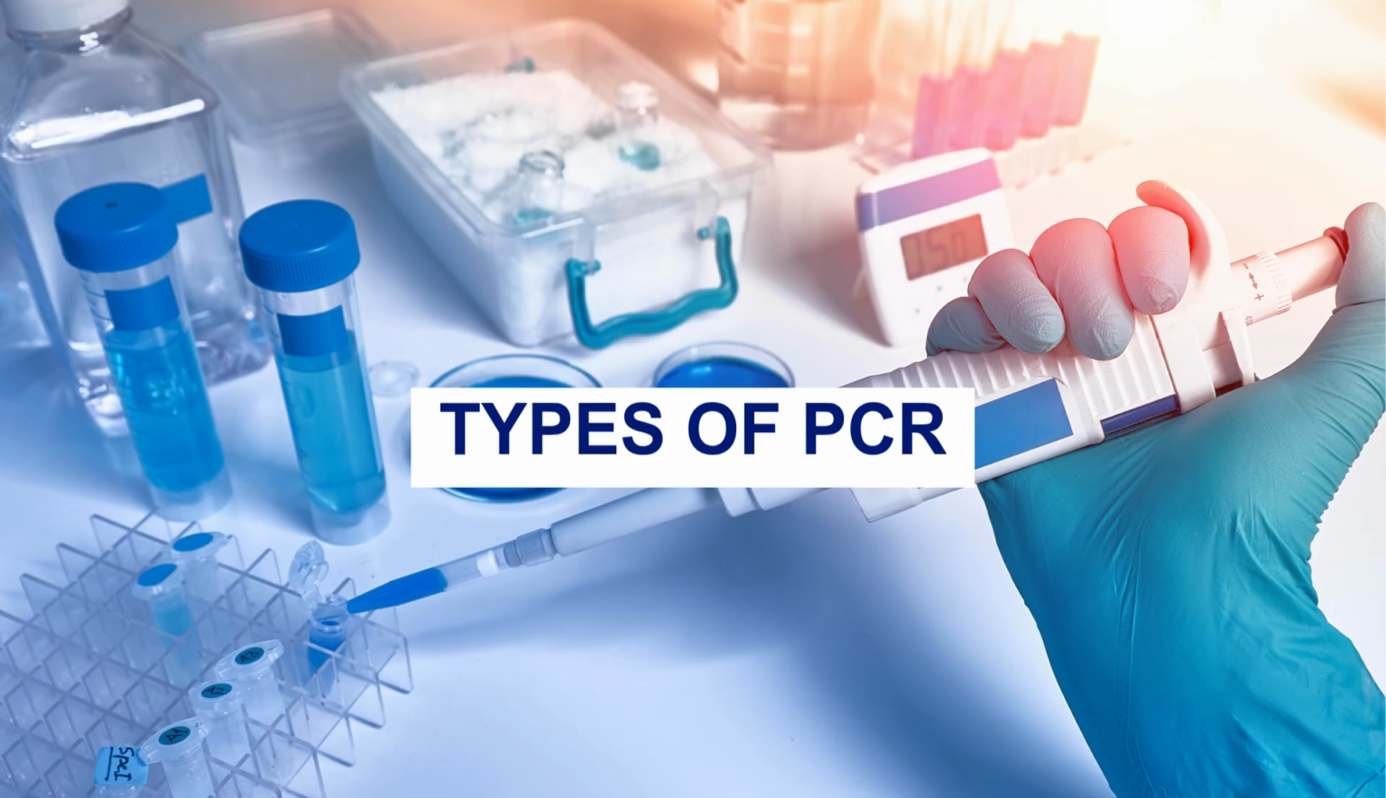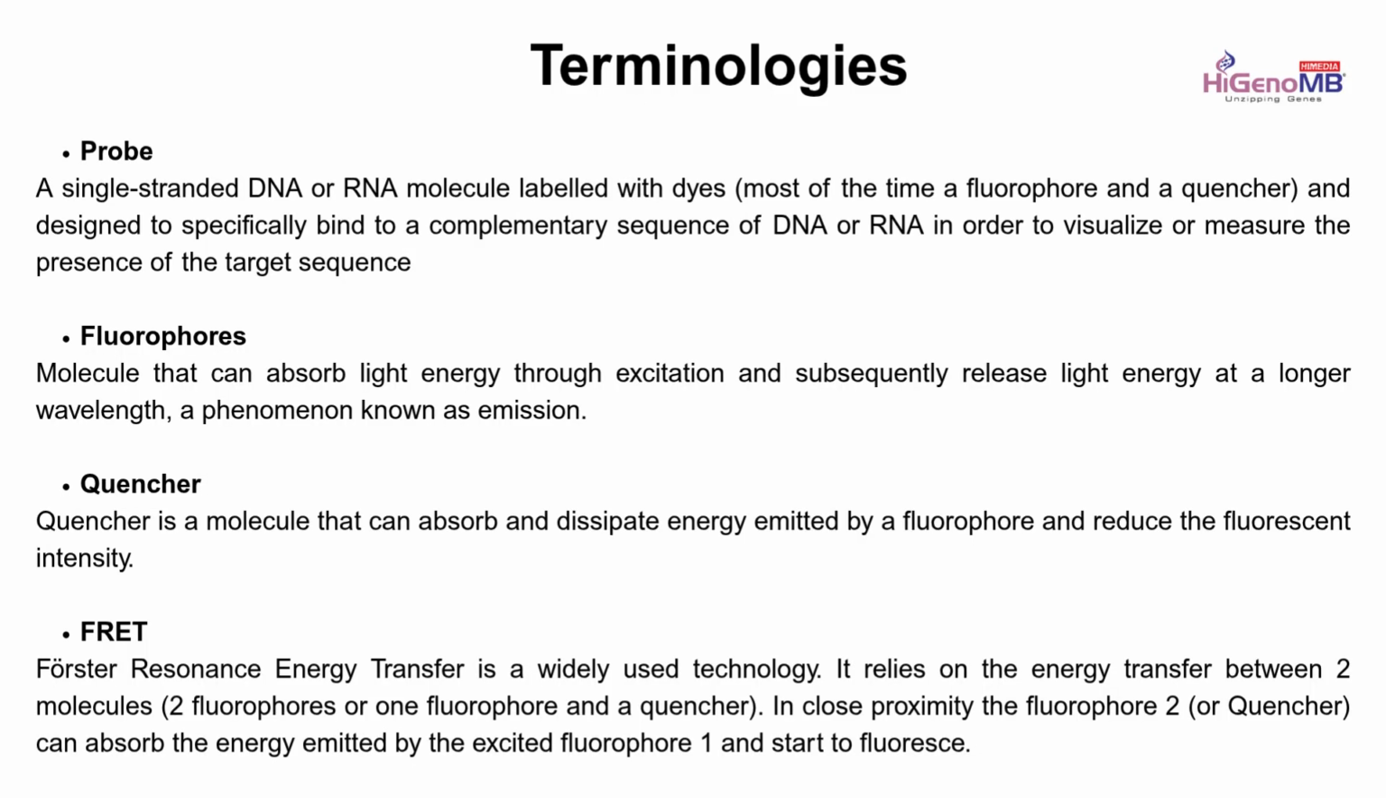So before we dive into the types of PCR, I want you to know some of the terminologies. One important terminology is called probe. So I have been talking about primers, and what is this probe? This probe is also like your primer, which is a single stranded DNA or RNA molecule. But what is the difference between a primer and a probe? It has dyes. It has a 5' fluorophore dye and a 3' quencher molecule. And these probes should also be specific to your template.